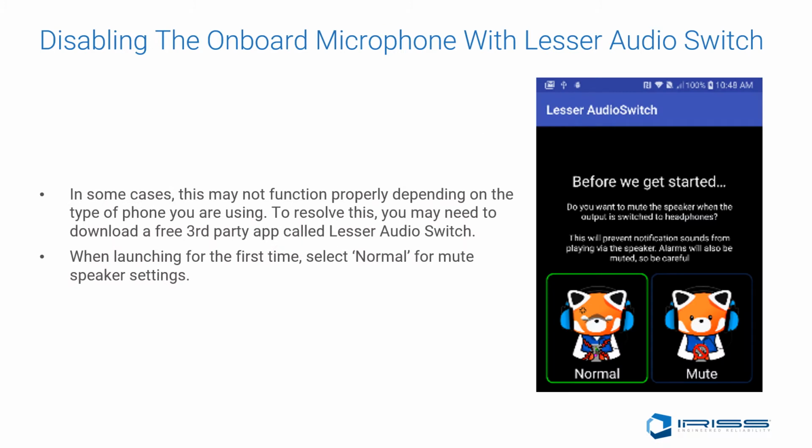In some cases, this may not function properly depending on the type of phone or tablet you are using. To resolve this, you may need to download a free third-party app called Lesser Audio Switch. When launching for the first time, select Normal for muting speaker settings.